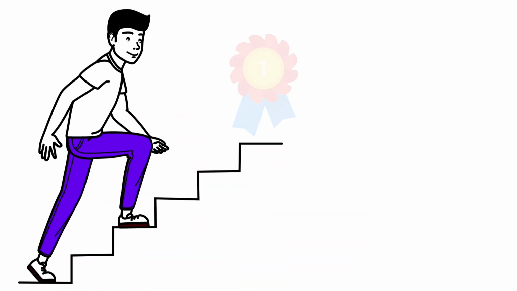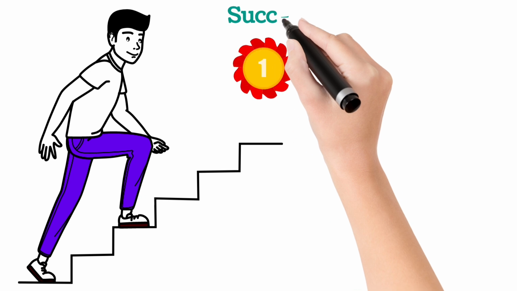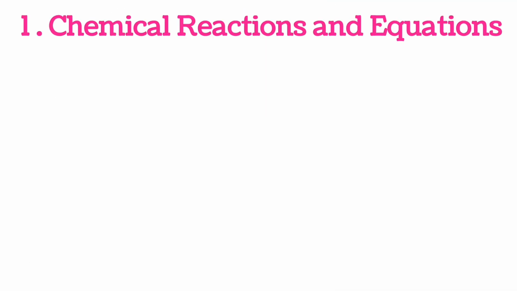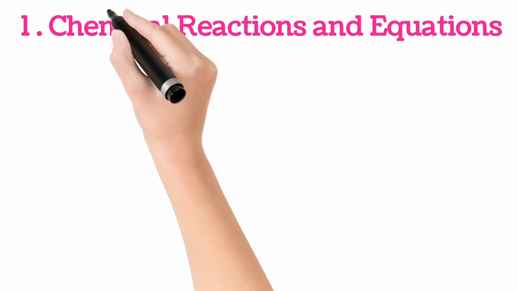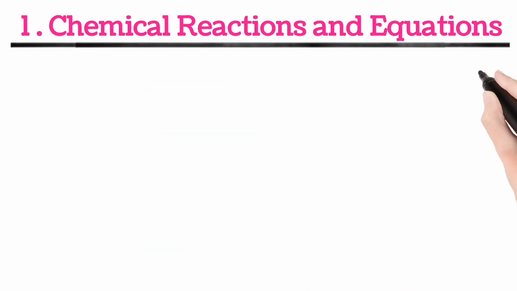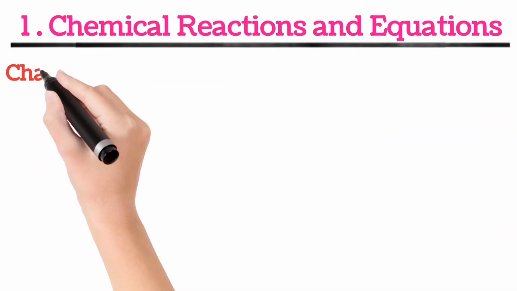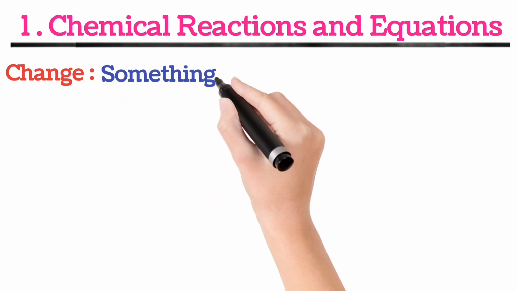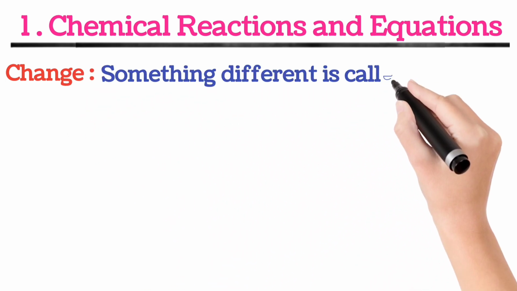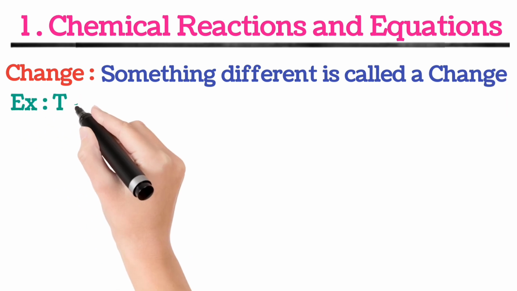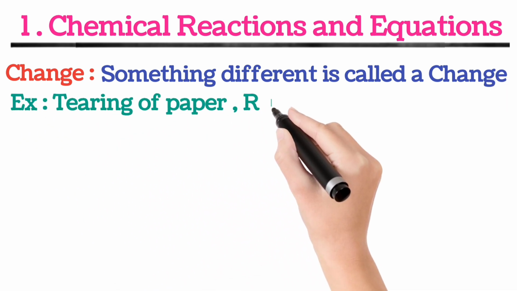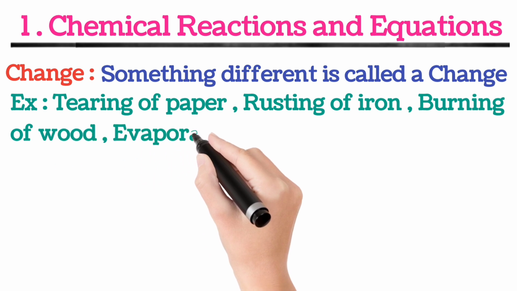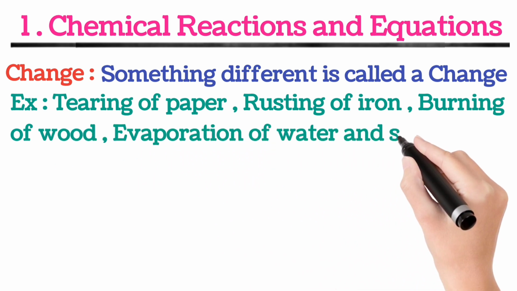Today onwards let me teach 10th class chemistry lessons. First let me start the 10th class chemistry first lesson, that is, chemical reactions and equations. Okay, first let me know, what is a change? How can you define a change? We can define a change simply as something different. Now let me give some examples for the change. They are tearing of paper, rusting of iron, burning of wood, evaporation of water, and so on etc.